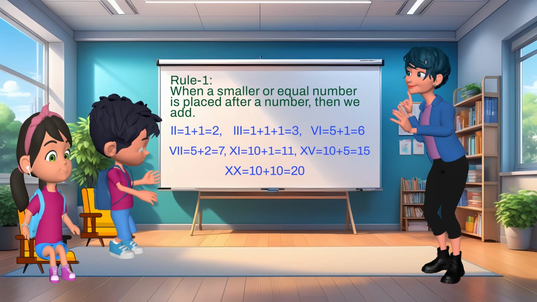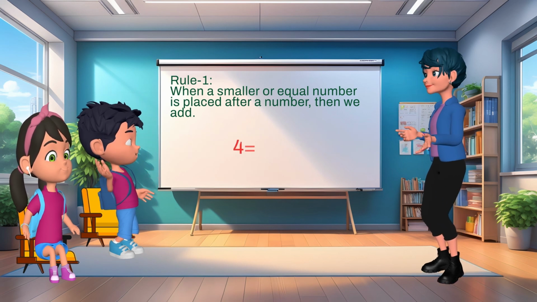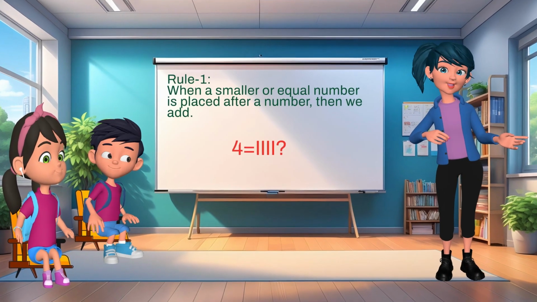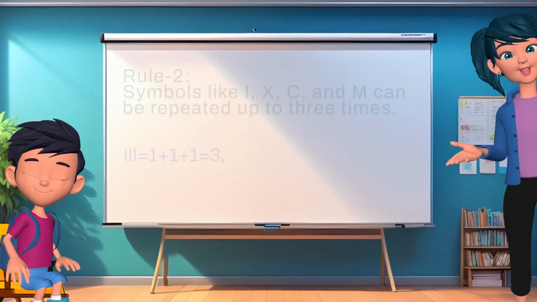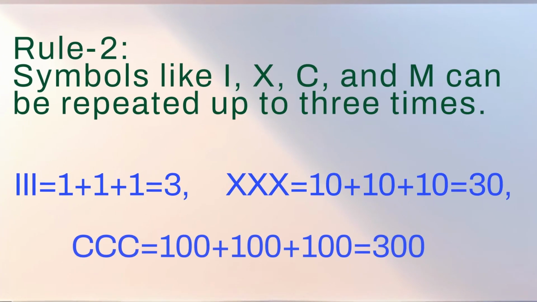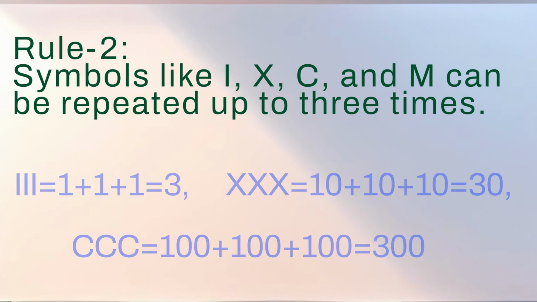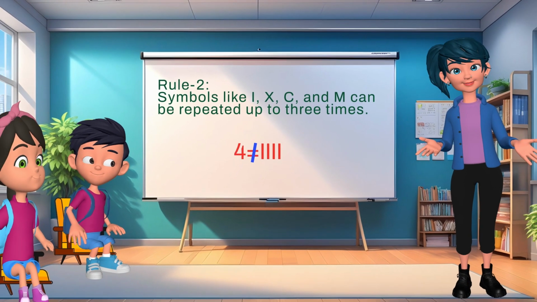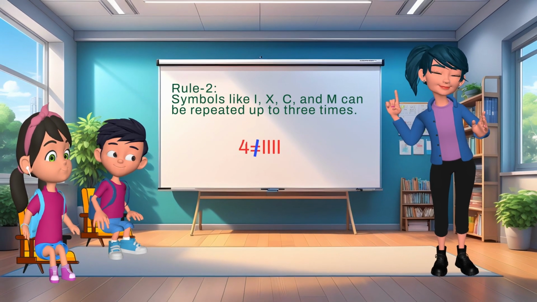But what if they needed to write 4? Would that be 4 times I? Very good question. In this case, another rule is followed. Rule 2. It says that symbols like I, X, C, and M can be repeated up to 3 times. Therefore, we write III for 3, we write XXX for 30, we write CCC for 300. As symbol I can be repeated up to 3 times, we can't write 4 like this.